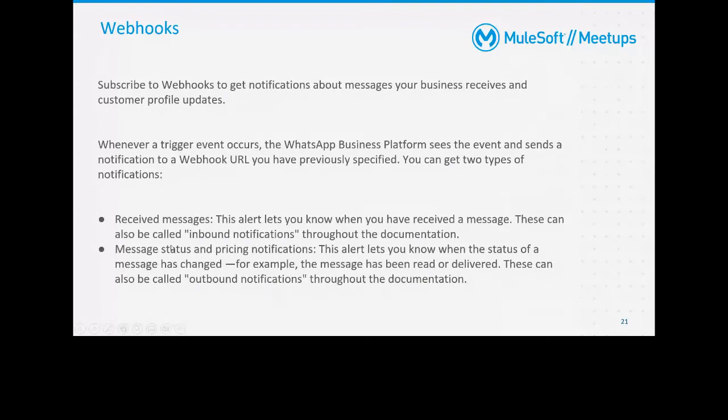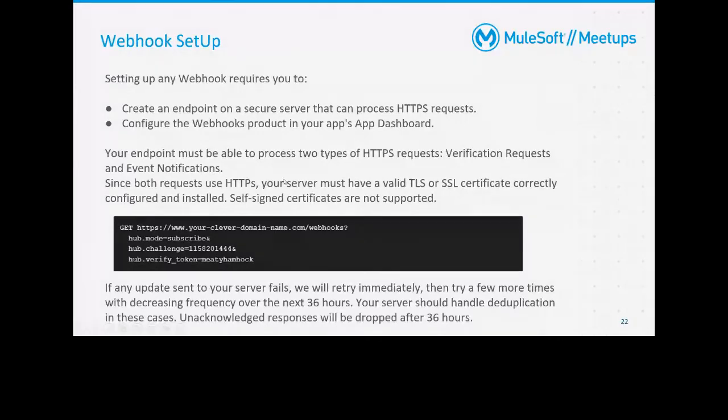I will show you this message as well. It will show you that a user has seen the message, for example, the message has been read or delivered. All this activity you can get through the webhook as well. These can also be called outbound notifications throughout the documentation. Great. So for webhook setup, I will show you how we are setting our webhook.